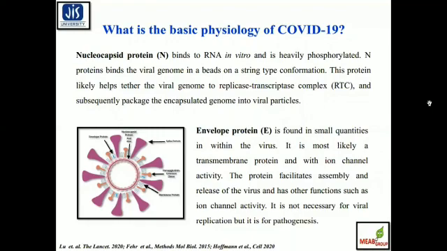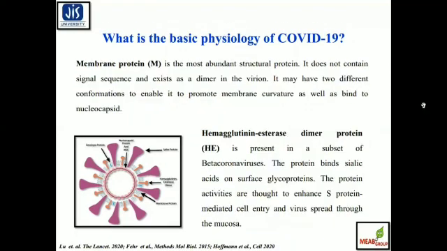It is most likely a transmembrane protein with ion channel activity. The protein facilitates the assembly and release of the virus and has other functions such as the ion channel activity. It is not only necessary for viral replication, but it is also useful for pathogenesis. The membrane protein M is the most abundant structural protein. It does not contain a signal sequence and exists as a dimer in the virion. It may have two distinct conformations to enable it to promote membrane curvature as well as bind to the nucleocapsid.